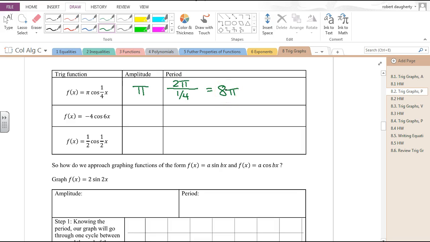What's the amplitude of the next one? Amplitude is 4. The period is 2 pi over 6, which is just pi over 3 or 1/3 pi. And the last one here, amplitude 1/2, period 2 pi over 1/2, which is 4 pi. So if you're graphing this, you've got to go all the way out to 4 pi before this graph starts to repeat itself. So we always want to be able to graph one complete cycle of the graph, okay?